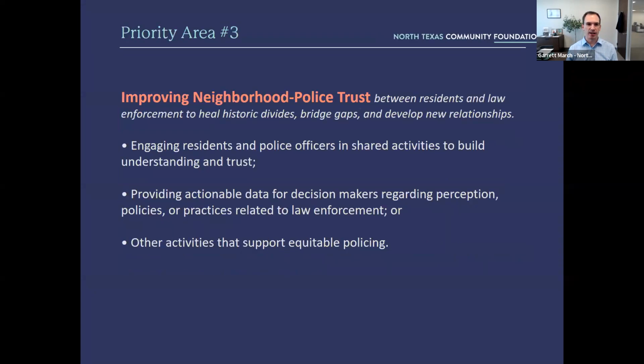And then our third priority area is improving neighborhood police trust, helping residents and law enforcement heal historic divides, bridge gaps, and develop new relationships. We know there's a lot going on in regards to this with the upcoming trial in our community, and we just want to help build the bridges between those two groups as much as we can. So, shared activities between residents and police to build understanding and trust.